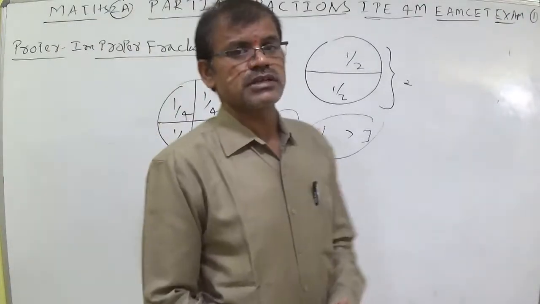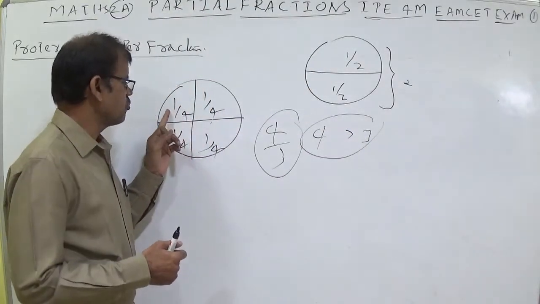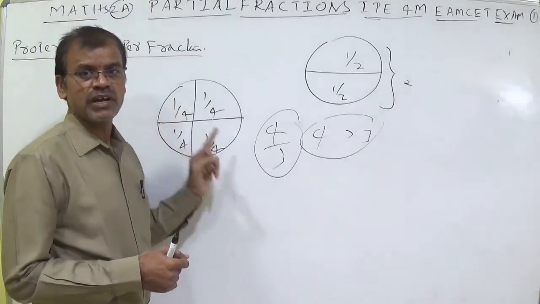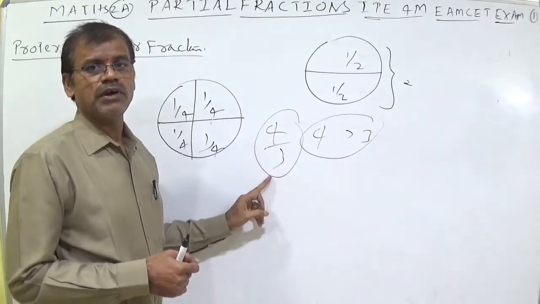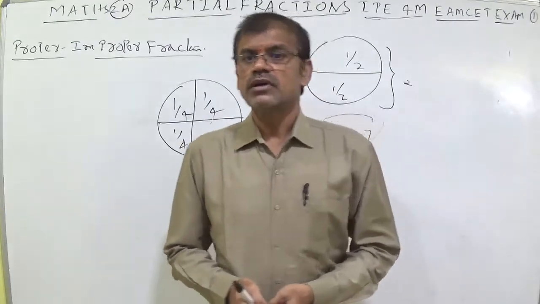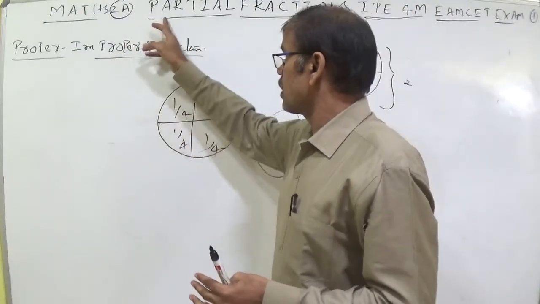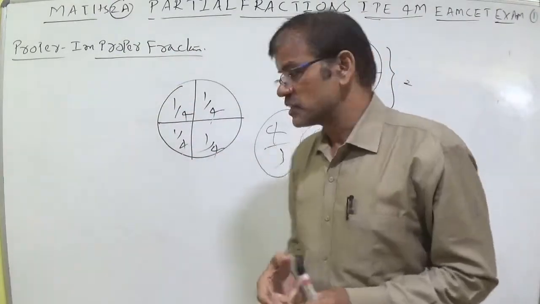Now we are going to discuss proper and improper fractions. Whenever the numerator is less than the denominator, it is called a proper fraction. Whenever the numerator is greater than the denominator, it is called an improper fraction. Depending upon proper and improper fractions, we have so many working rules regarding partial fractions.